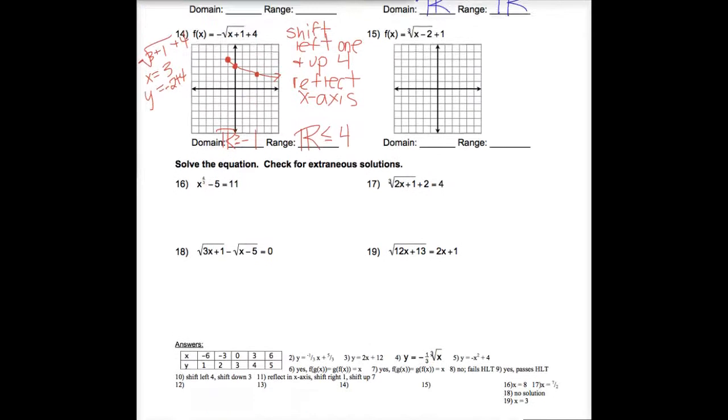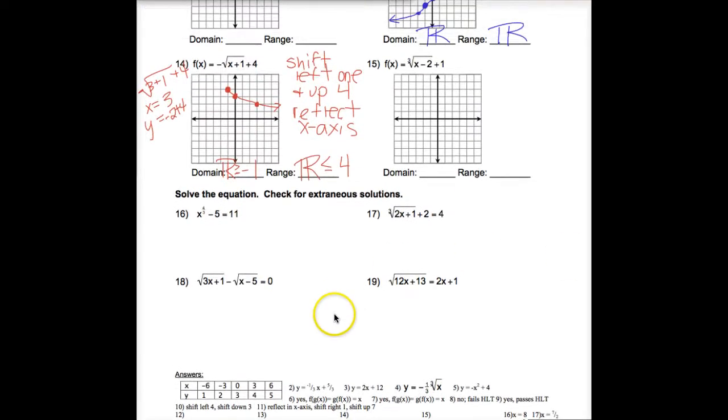All right, last section here, solving the equations, checking for extraneous solutions. Let's see, which ones are probably the hardest ones. 16 and 17, remember that you have to get the term alone first. So get this alone first, then take the 3/4 power on both sides. Get this term alone first, then cube both sides. 18 and 19 are harder, so those are the ones I'm going to go over here.